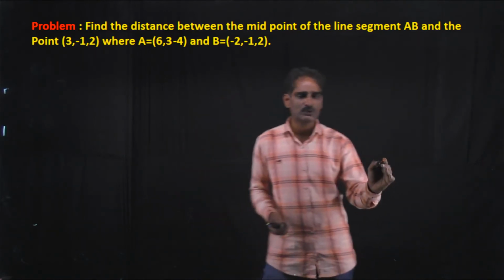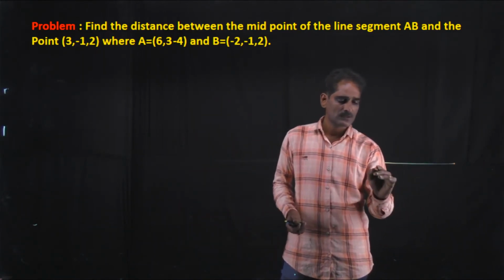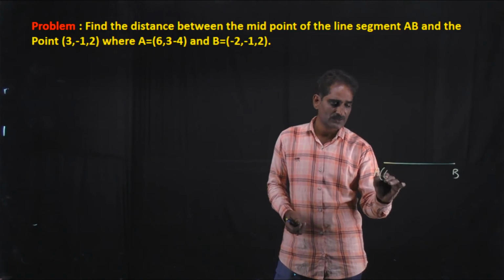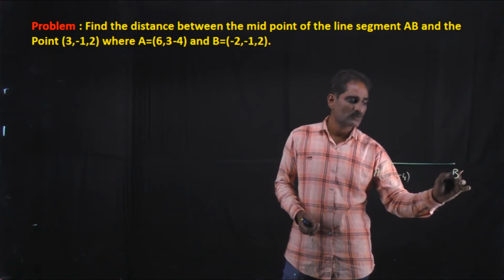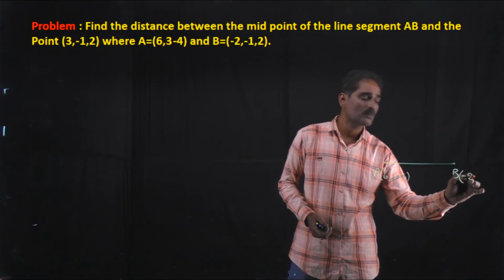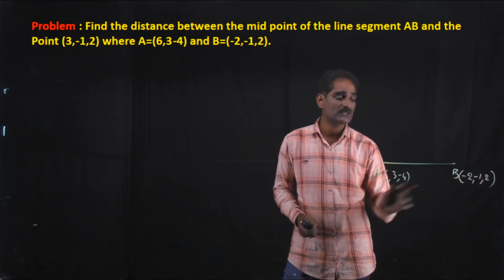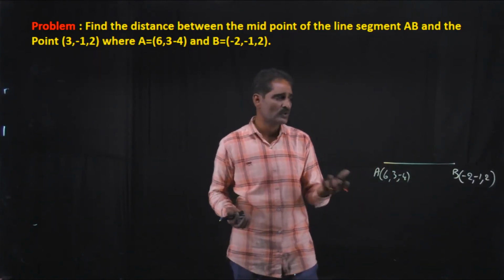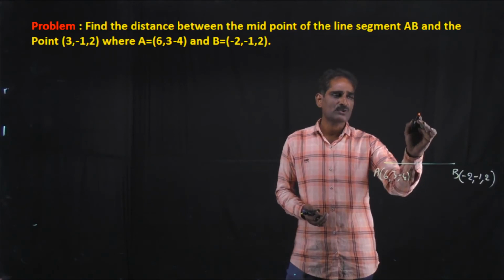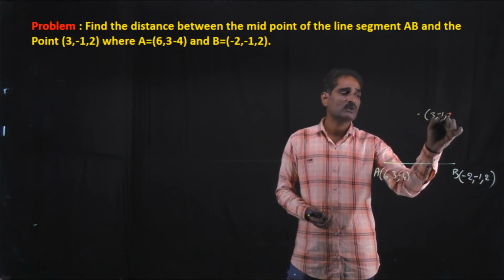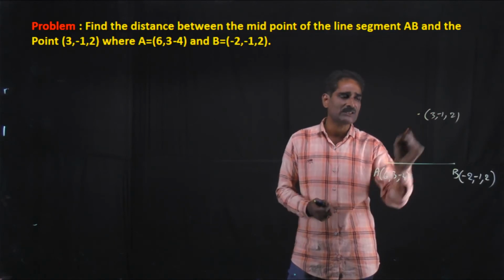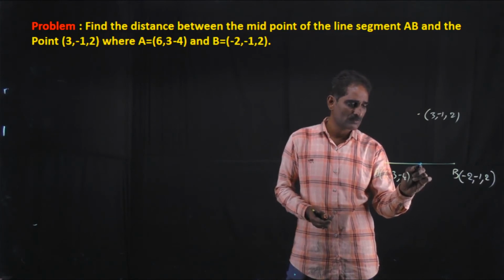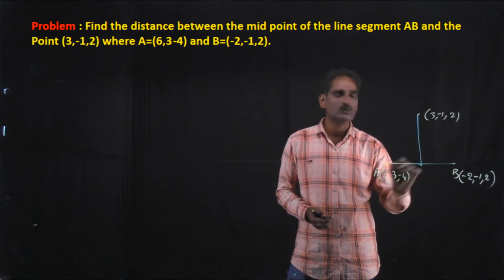Suppose this is the position of AB, so A and B. The coordinates of A are 6, 3, minus 4, and the coordinates of B are minus 2, minus 1, 2. These are the coordinates of the given 2 points. And there is a point 3, minus 1, 2. You don't know the exact location. Suppose this is the position of the given point 3, minus 1, 2. We want to find the distance between this point and the midpoint of these two. Suppose this is the midpoint of AB. So we want to find the distance between these two.